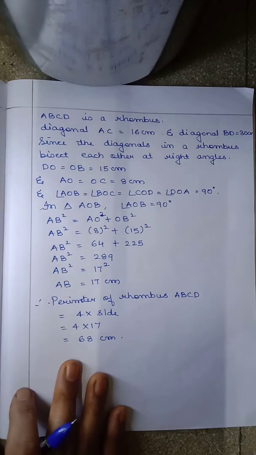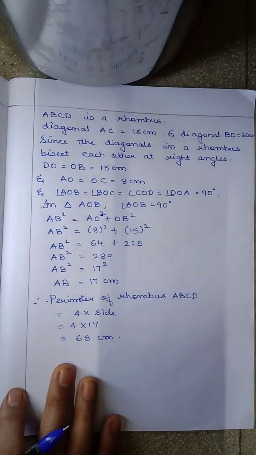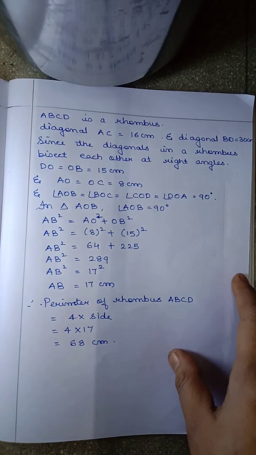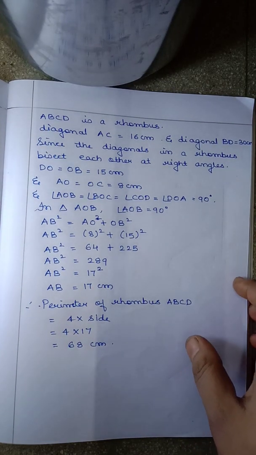Children, so this completes the exercise 6.5 and also the lesson, the triangle and its properties. In the next lesson we'll begin a new chapter in your part 1 mathematics textbook. Okay, children, thank you.